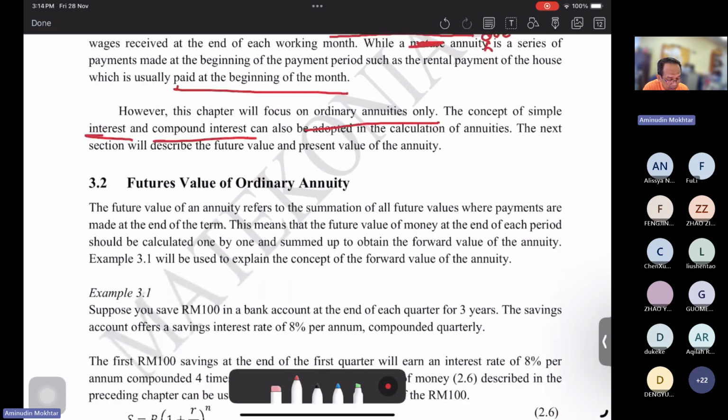For the first part of this topic, section 3.2, I will explain about the future value of ordinary annuity. In the previous topic, I explained about the future value of money. This is still using the same concept, but now I will explain the future value of ordinary annuity. What is the future value of the ordinary annuity?